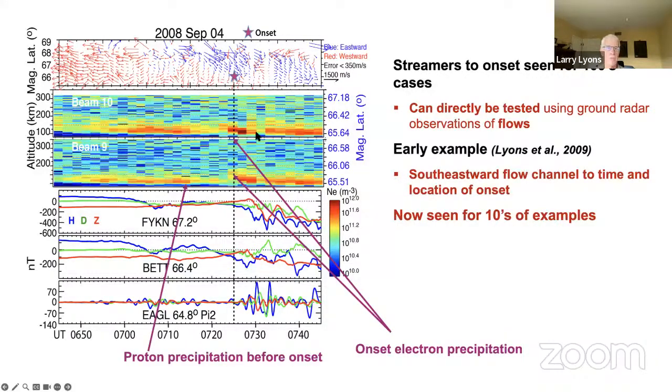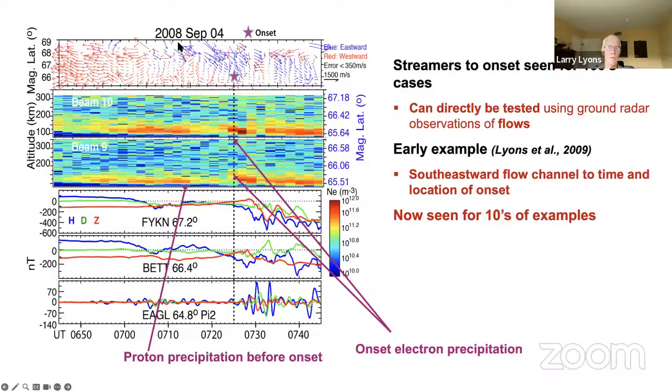So here we have, as a function of time, electron density along a couple of the radar beams. This is altitude, this is latitude. Brightening here is the initiation of the substorm. This is flow velocity as a function of time and latitude. And here's the substorm onset.